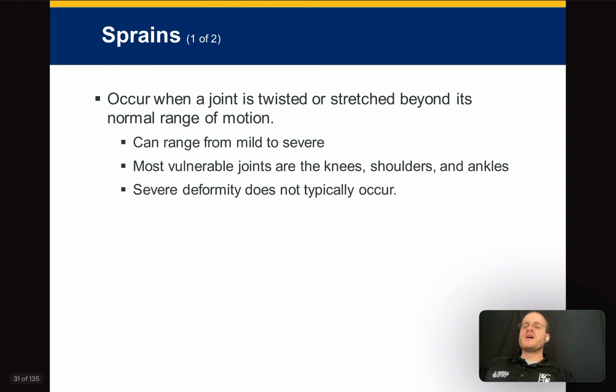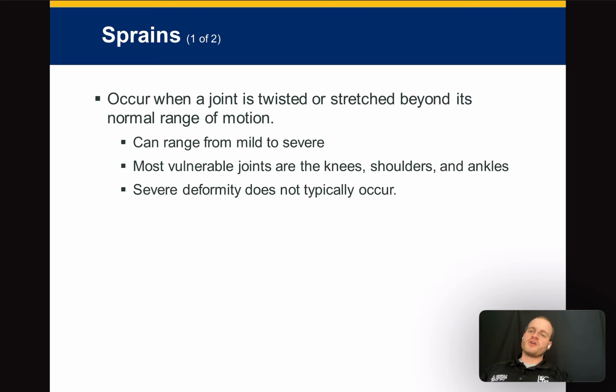Now that's dislocations. Now sprain is different. So this occurs when the joint itself is twisted or stretched beyond its normal range of motion. And so a sprain can be mild to severe. You may have sprained your ankle before playing soccer or something like that. But some of the more vulnerable joints are going to be the knee, shoulder, and especially the ankle.